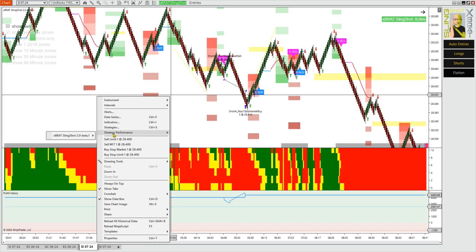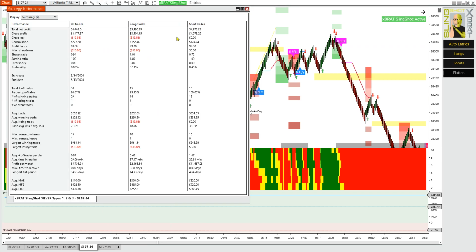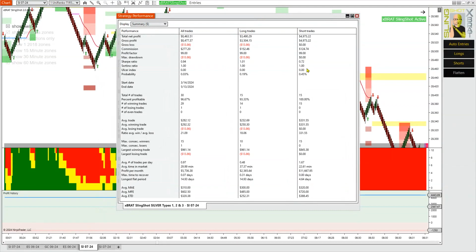So we look at the performance report again. So now we're at $8,463 profit from only 30 trades, compared to 9,736 from 90 trades. Our max drawdown is $13 compared to $4,500. Our percentage profit is 96%. We only had one loser. So what we've done is just made some very slight changes, and it can make a massive difference.